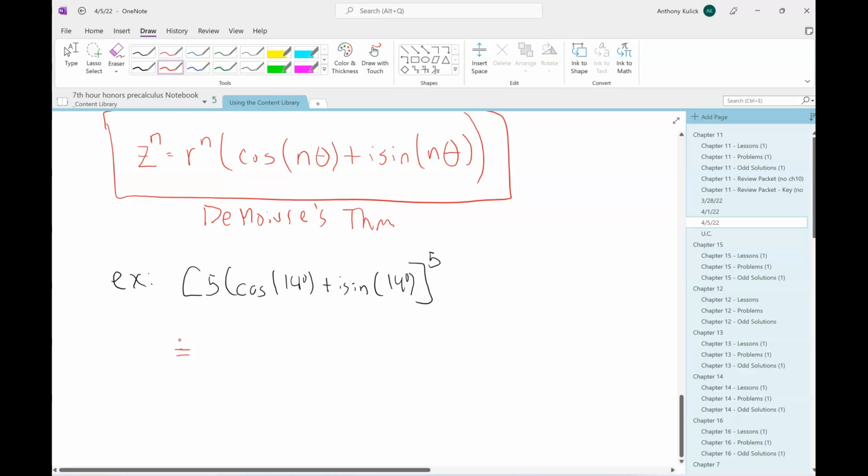Using De Moivre's theorem, we have, well, let's write it as 5 to the 5th first. When you type that into the calculator, what do we get? Yep, and then we have cosine of 5 times 14, and again, if you wanted to, we'd want to write that as 70, right? Plus i sine 5 times 14.